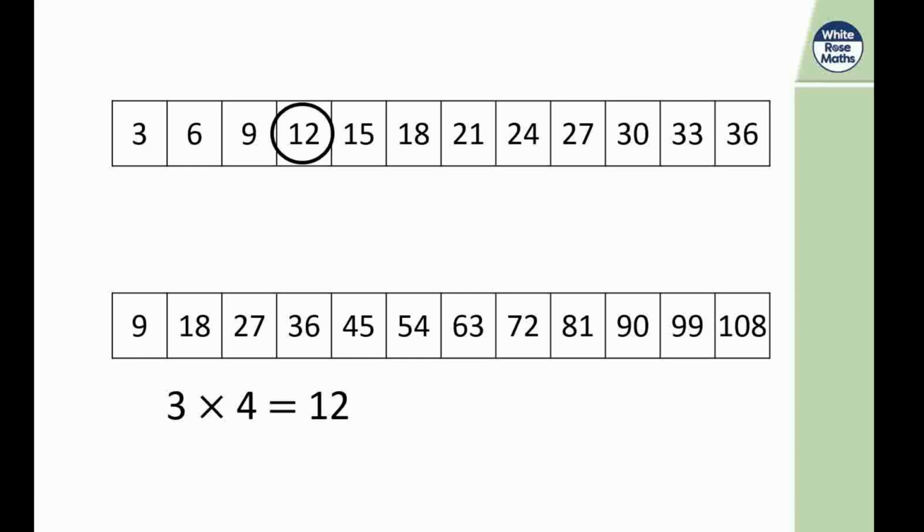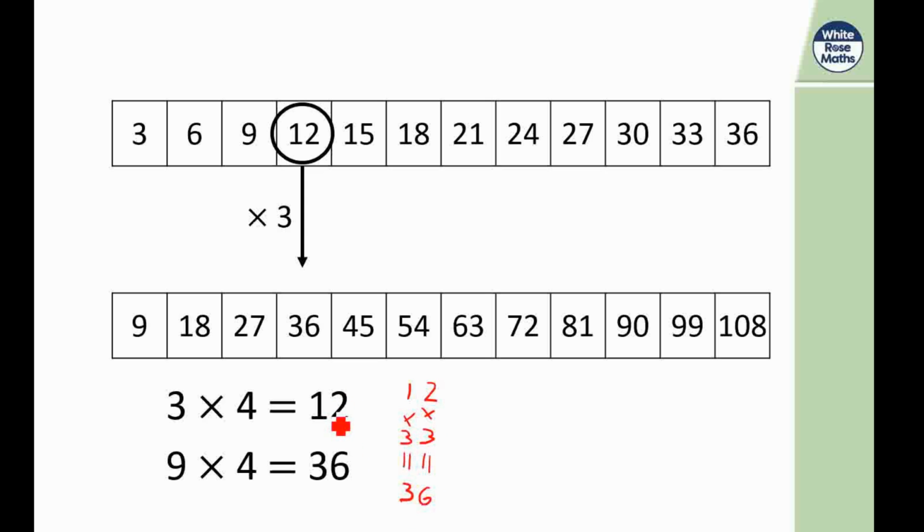3 times 4 is 12. We've done the 3 times table. 9 times 4 is 36, so you see, 12 times 3 is 36. What's 2 times 3? It equals 6. What is 1 times 3? Right, so they're just showing here that the 9 times table is 3 times the 3 times table. So 3 times 12 is 36.